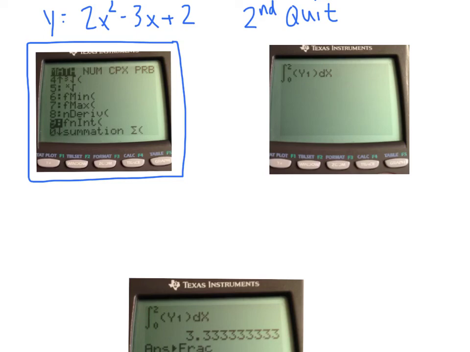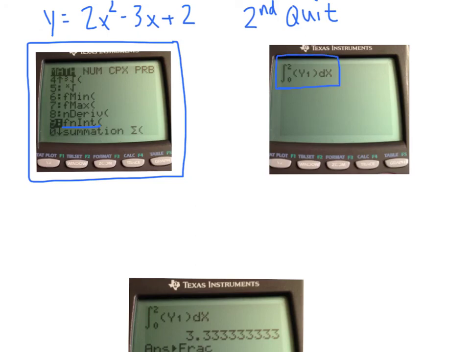Once you're on your math screen, scroll down until you see the 9th option. The 9th option there is for FnInt. That stands for function integration. Once you hit that, and I'm assuming you have an updated calculator, it's going to take you back to your home screen and you're going to have a nice integral. And you're just going to fill everything in.